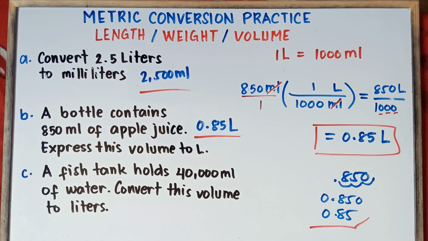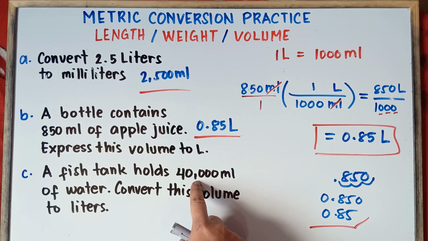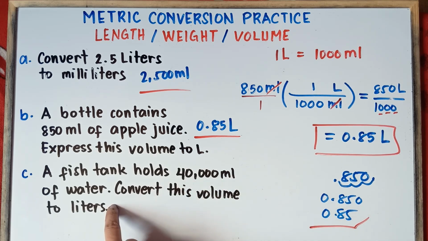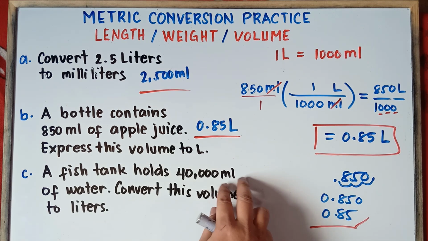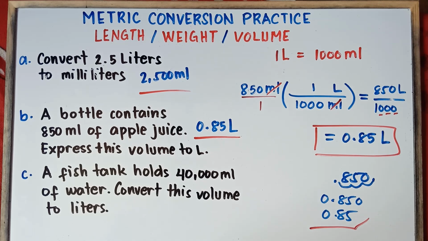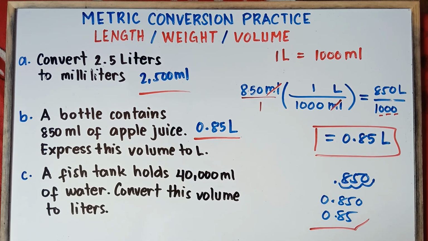Alright, so once again, class, you try this one, letter C, and you put your answer in the comment section down below. Let me check class if you really understand our topic. So a fish tank holds 40,000 milliliter of water. Convert this volume to liters. So you convert milliliters to liters, and you put your answer class in the comment section down below.